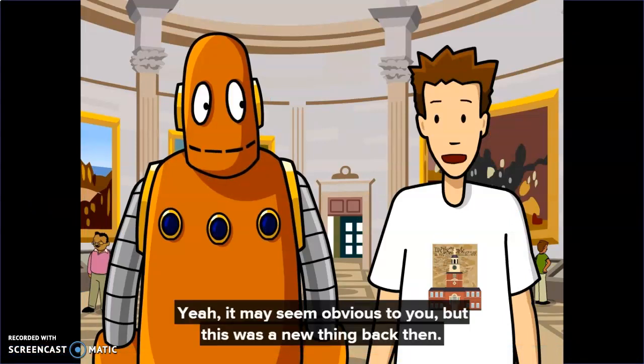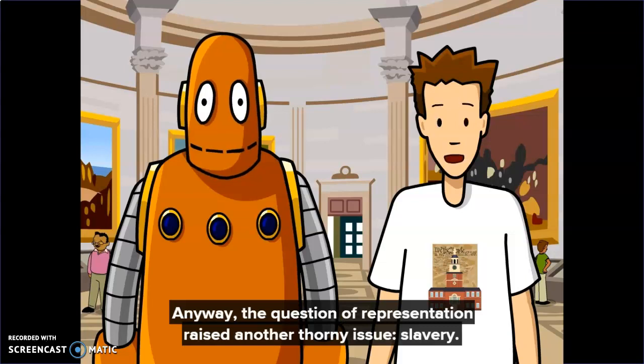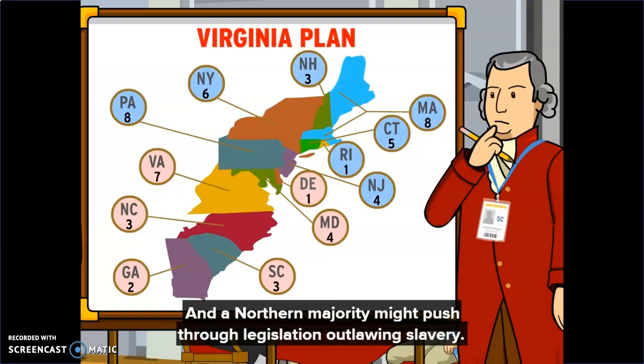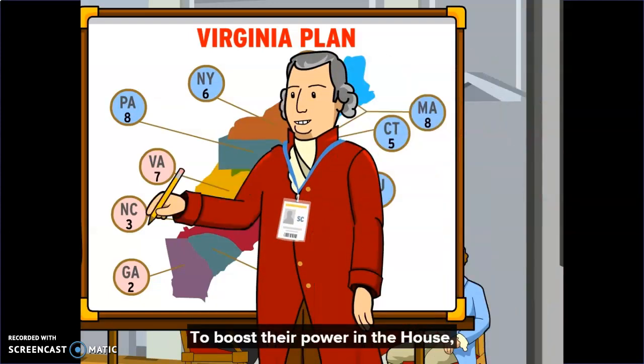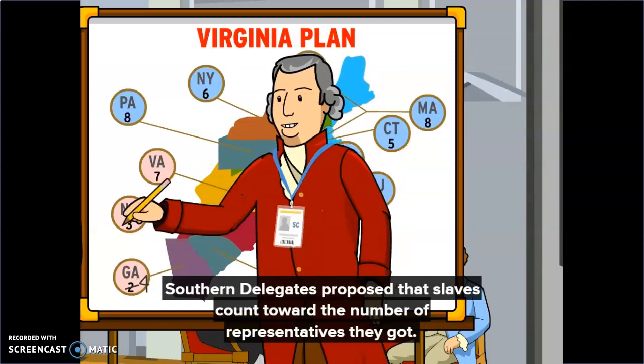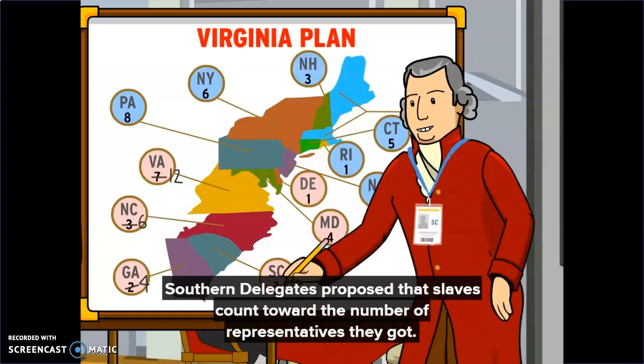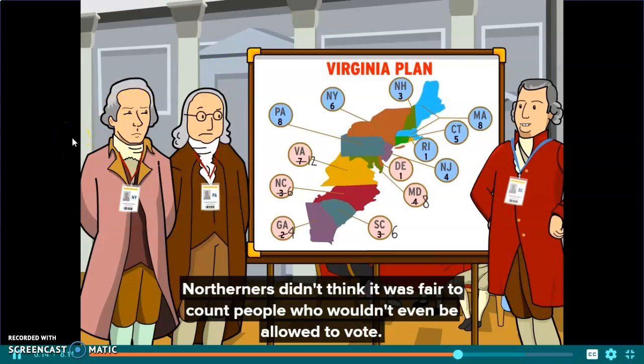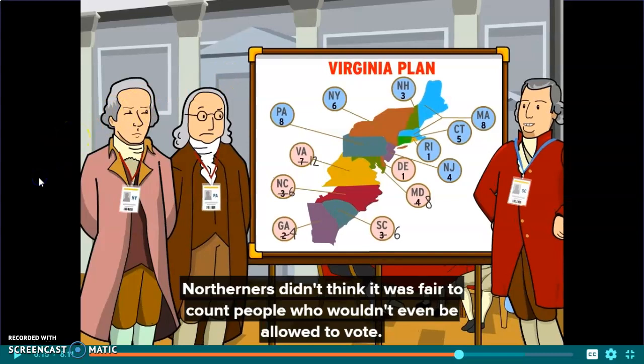Yeah, it may seem obvious to you, but this was a new thing back then. Anyway, the question of representation raised another thorny issue: slavery. Southern states knew they'd be outnumbered in the House of Representatives, and a northern majority might push through legislation outlawing slavery. To boost their power in the House, Southern delegates proposed that slaves count toward the number of representatives they got. Northerners didn't think it was fair to count people who wouldn't even be allowed to vote. This would be known as the 3/5 Compromise.